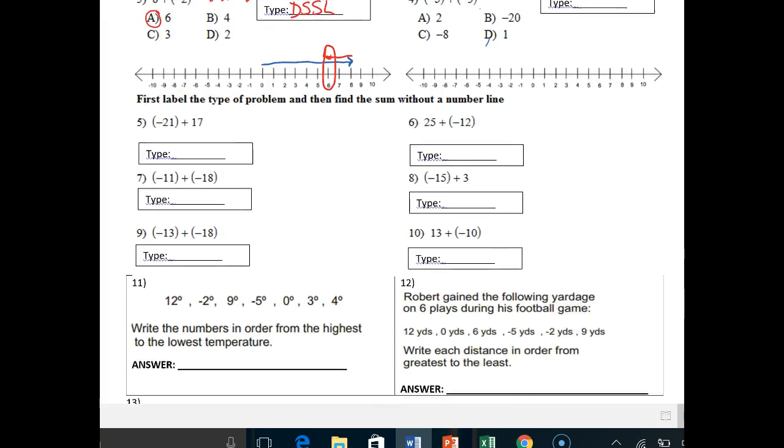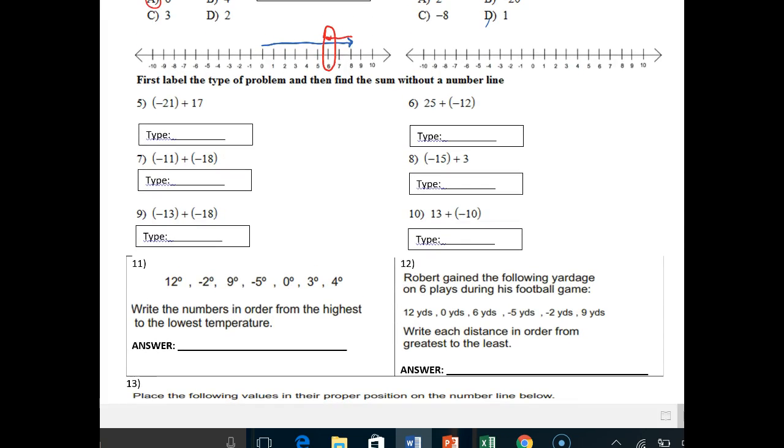For the second section, I want you to label the type of problem and then find the sum without a number line. Okay, so let's do negative 21 plus 17. Notice how I have a negative and a positive, so therefore the type is different signs, subtract larger, DSSL. So I'll do 21 minus 17, which will give me 4. That's not my answer. The reason this is not my answer is because I have more negatives. Because I have more negatives, my answer is negative 4. Okay, just imagine me putting a whole bunch of negative signs and then a whole bunch of positive signs. I would be left over with 4 negative signs.